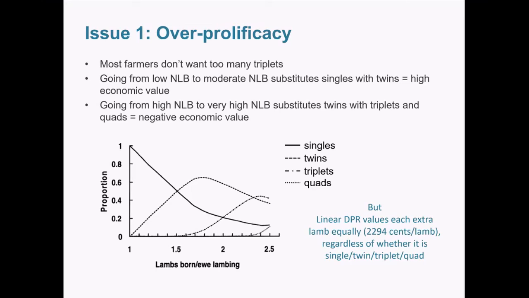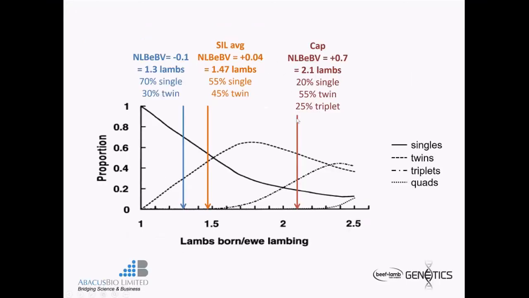But if we go up into more prolificacy, instead of substituting singles for twins, we actually start to introduce triplets at a more and more increasing rate. If we take that through to an extreme where we think the optimum is, then we would have 20% singles, 55% twins, and 25% triplets. So the value of going up from the average up to here is way less, because instead of just substituting singles for twins, we're actually substituting singles for triplets.